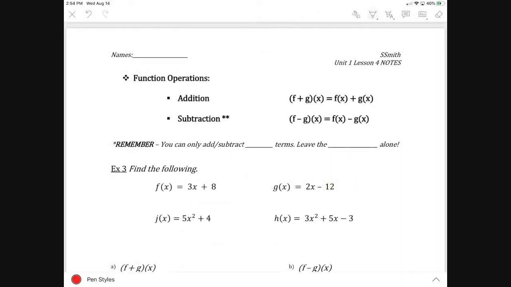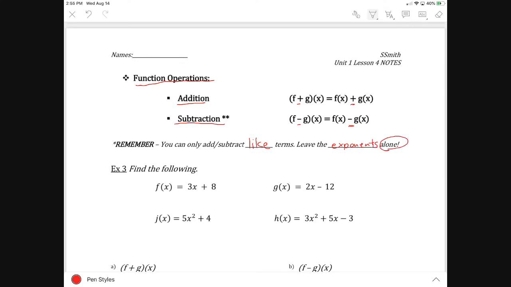So now we're going to go into the function operations. We have addition and subtraction. So we've got our f plus g of x, which can be our f of x plus g of x. And then you've got your f minus g, which is going to be f of x minus g of x. Remember, you can only add or subtract like terms. You have to leave the exponents alone. We're not there yet, okay? So we're going to go through the examples right now.